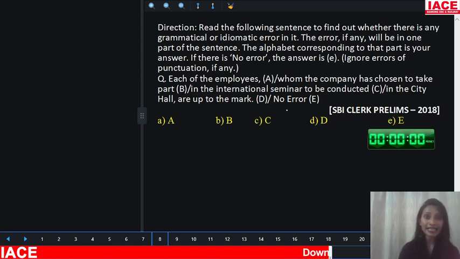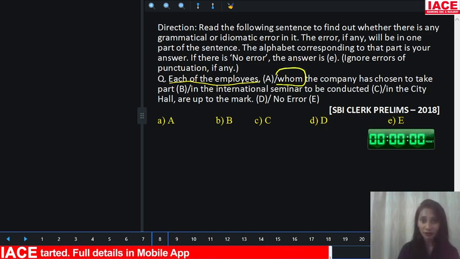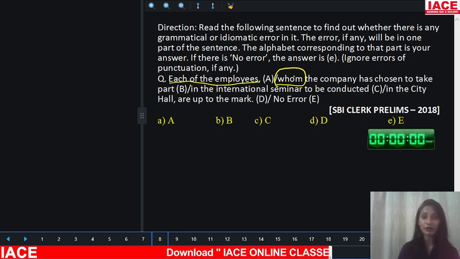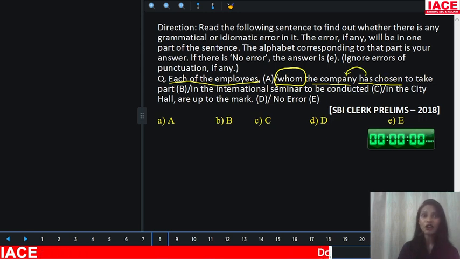Which part has an error? Each of the employees. Is there any error here? There is no error, right? Whom the company has chosen. Whom is a relative pronoun which we discussed already in our previous quiz sessions. Whom is a relative pronoun used in objective case. Who is for subjective case. Whom is for objective case for persons. So whom is correctly used. Whom refers to the employees. The company has chosen. The company is singular, so we require a singular verb. Here has plus V3, has chosen. Correct. The company has chosen to take part in the international seminar.